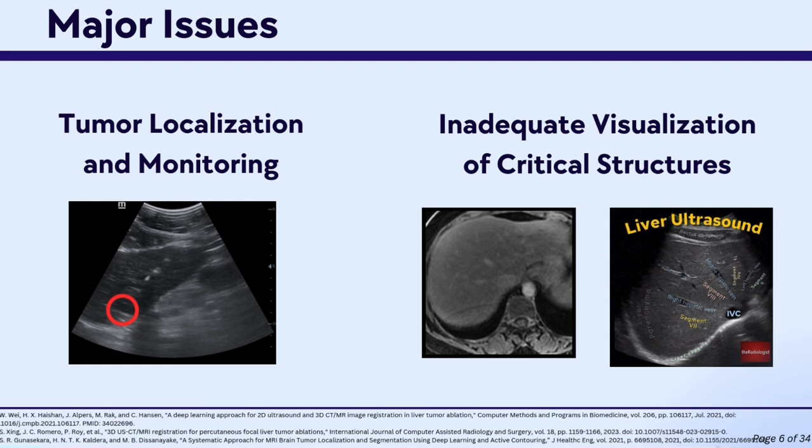There are two fundamental issues related to this surgery. One is tumor localization and monitoring, and the other one is inadequate visualization of critical structures like blood vessels. These challenges make it essential to align imaging modalities such as ultrasound and CT. Traditional methods often rely on manual techniques or external tracking systems, which can be time consuming or need high expertise, particularly in complex multimodal scenarios.